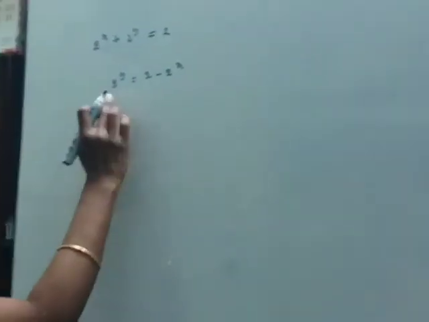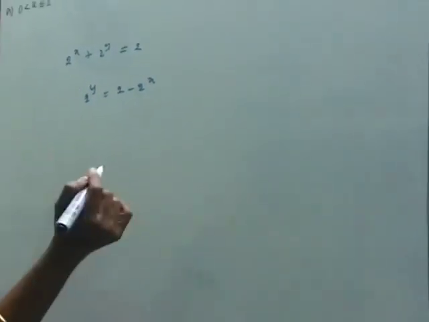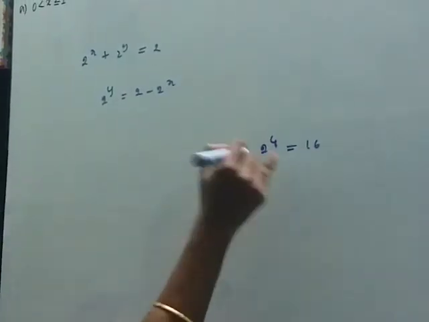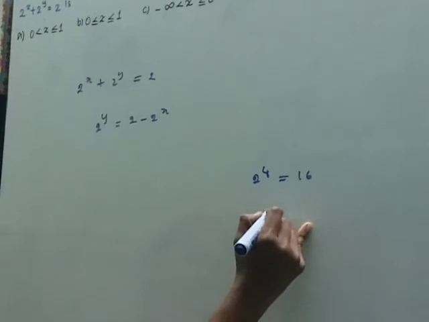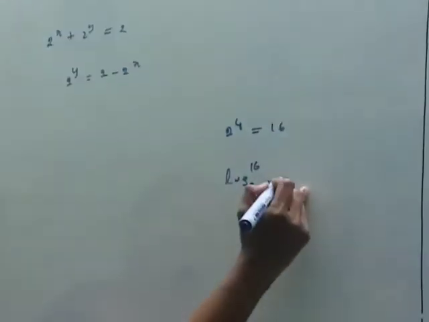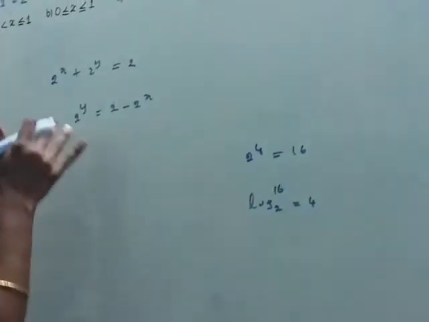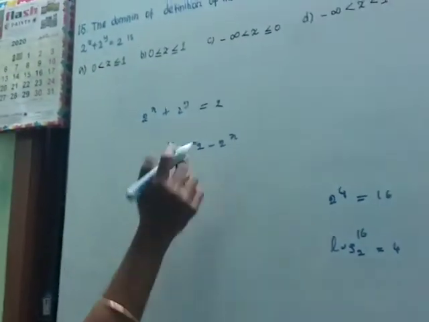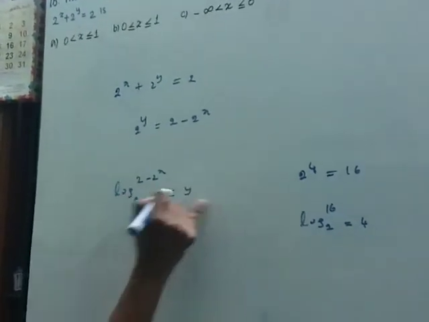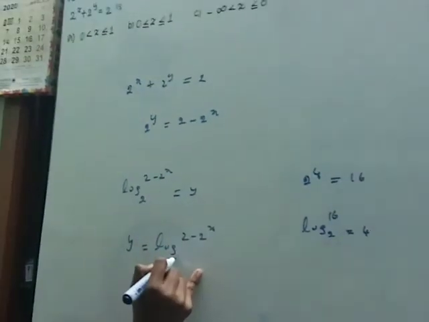The concept of writing exponential form in log form. Okay, I will remind you in the lower class and tell you. 2 power 4 equal to 16. This is a known fact. In log form, you have to interchange the power and the result. The base remains the same, and the power and result interchange. Log 16 to the base 2 equal to 4. This is called logarithmic form. So here we are interchanging the power. So you get log of 2 minus 2 power x to the base 2 is equal to y. So we are getting y as log of 2 minus 2 power x to the base 2.